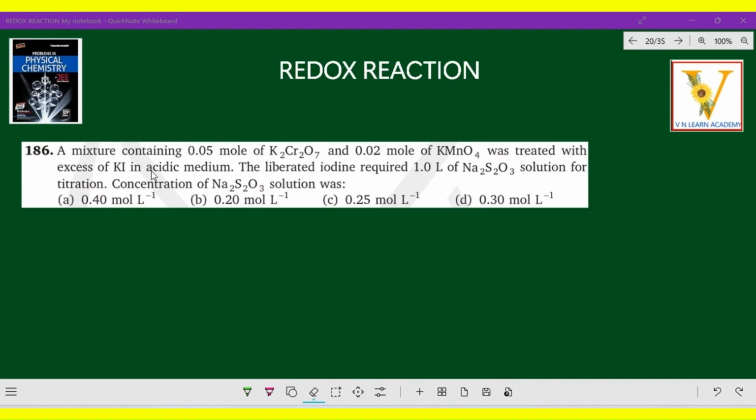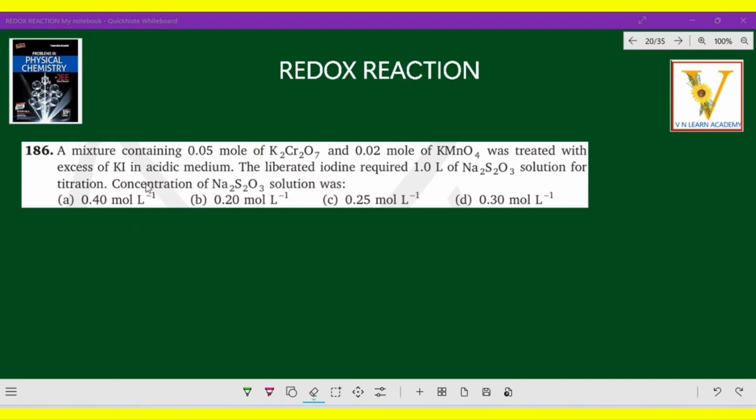Now the first question: a mixture containing 0.05 mole of K2Cr2O7 and 0.02 mole of KMnO4 was treated with excess of potassium iodide in acidic medium. The liberated iodine required 1 liter of sodium thiosulfate solution for titration. Now we have to identify the concentration of the sodium thiosulfate solution. The options are given, so we can identify it easily.